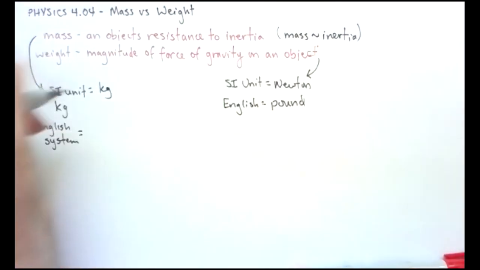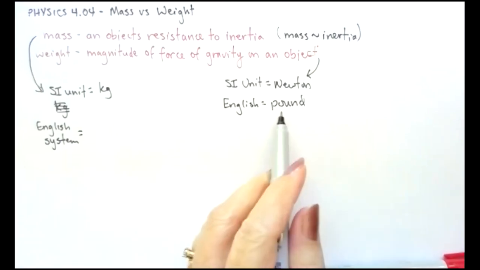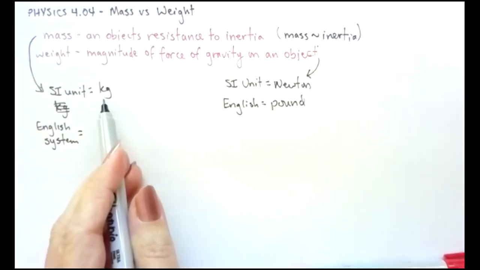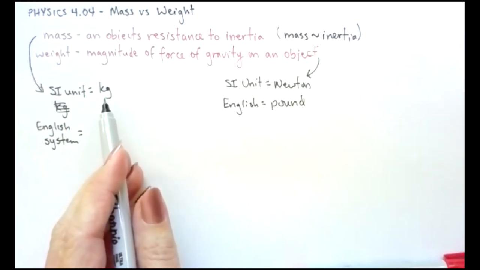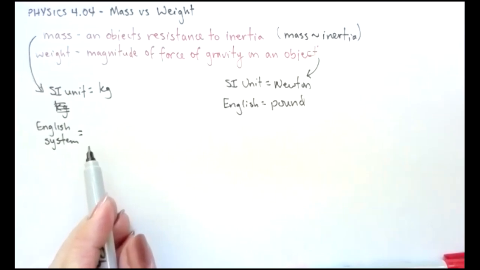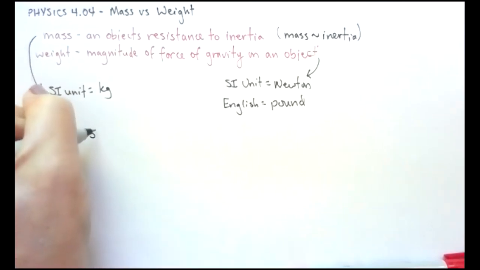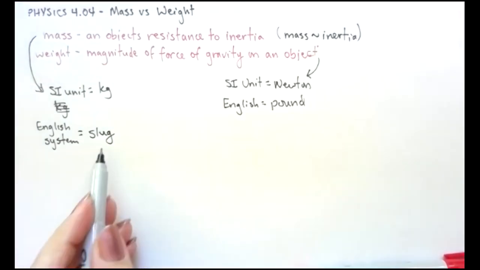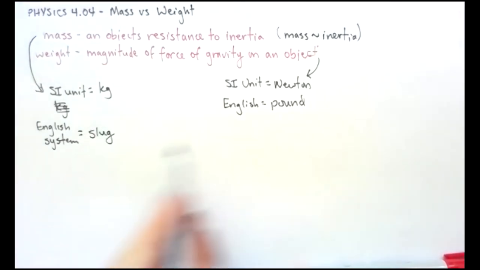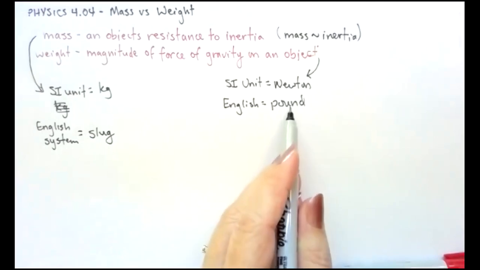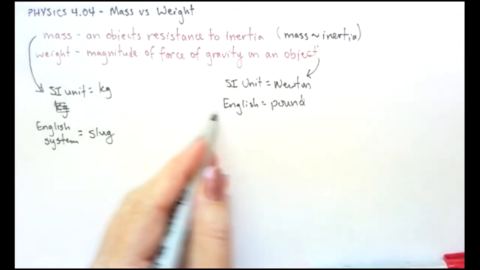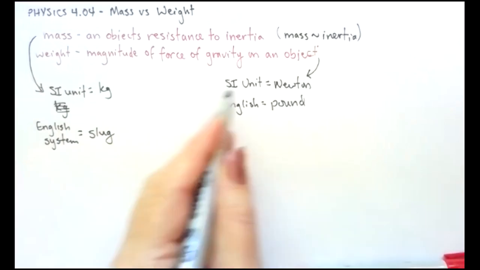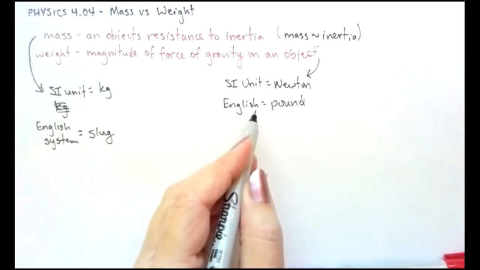So I'm going to write this up here. I think that's confusing. Here's the kicker. You've been using pound and kilogram interchangeably for a large part of your scientific career, and you are looking at completely different things. The actual English system unit for mass is a slug. So a slug and a kilogram are the same thing. A Newton and a pound are the same thing. These are not the same thing. One's a unit of mass and one's a unit of force.